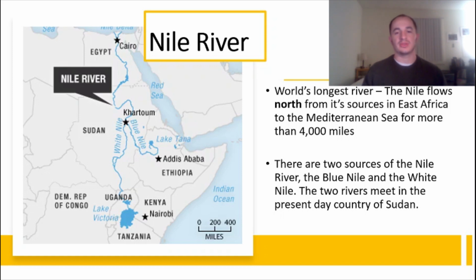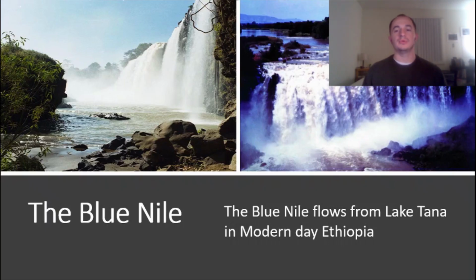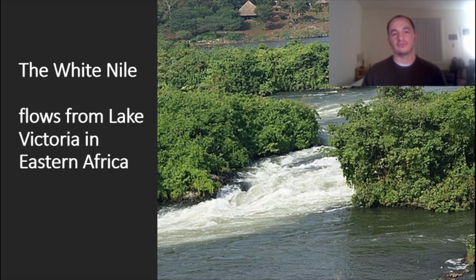So let's start with the Blue Nile. The Blue Nile flows from Lake Tana in modern-day Ethiopia and has some amazing, beautiful waterfalls as some of its key characteristics. And then we have the White Nile. So the White Nile flows from Lake Victoria in Eastern Africa, and Lake Victoria is probably the strongest source for the Nile that we see. If we go back to another map, we can see that a lot of the river comes from Lake Victoria.